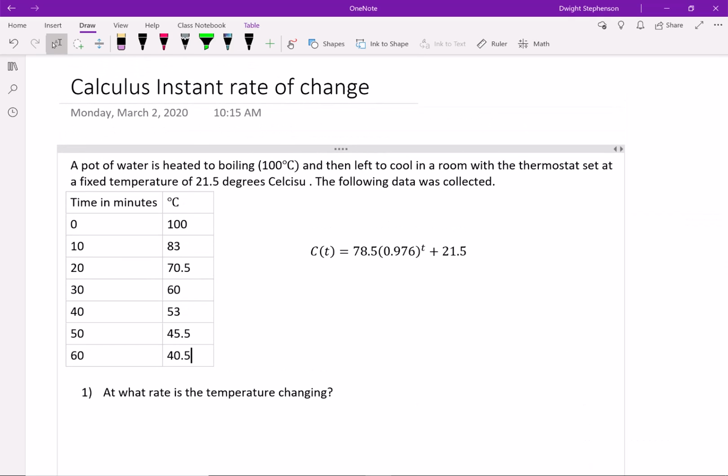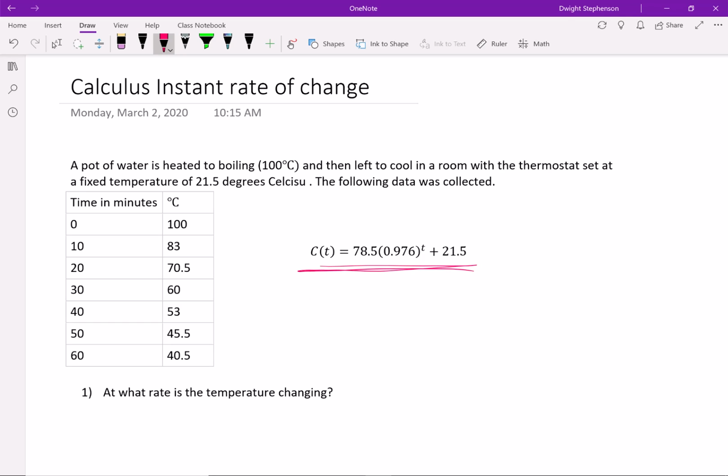So we're going to look at an example that we've talked about. We looked at it in the practice set, the review for the test that we just took. It was this problem with a pot of water being heated to 100 degrees Celsius and then left to cool in a room with the thermostat set at 21 degrees Celsius, and we recorded this data. And using an exponential model, we came up with a function that looks like this, right?